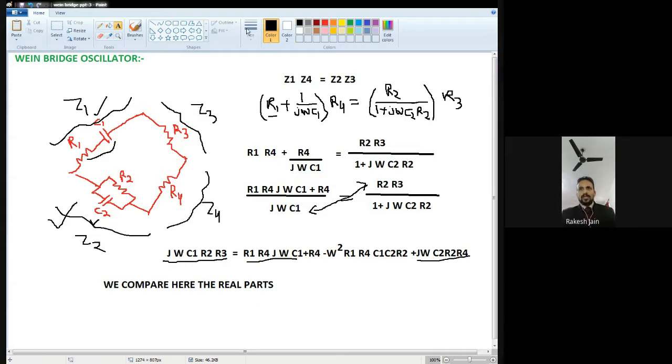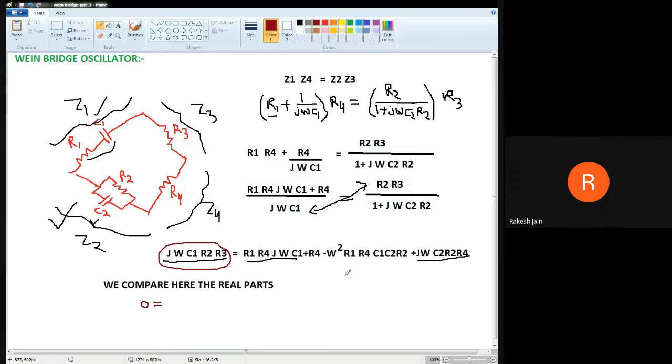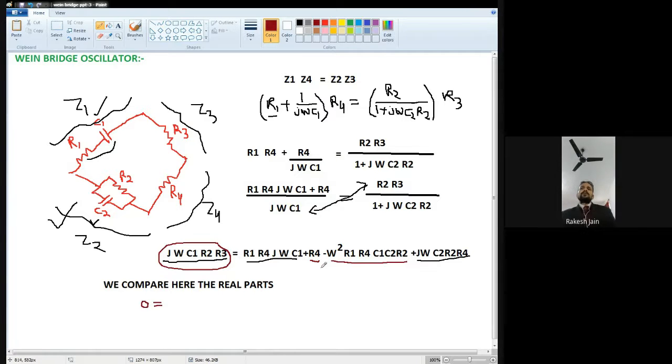Okay. Now which are the real parts? See from this brown color I'm showing you. At the left hand side there is no real part, only j part is there. So at the left hand side, this R4 is a real part and this omega square R1, R4, C1, C2, R2 is also a real part. The rest are imaginary because j is there.